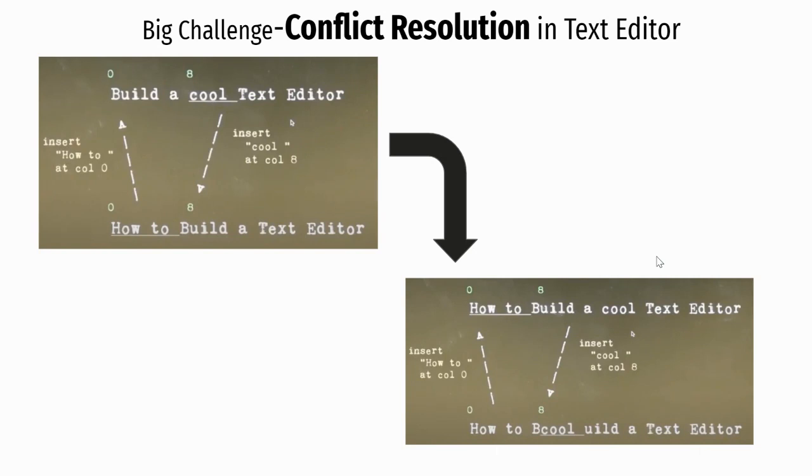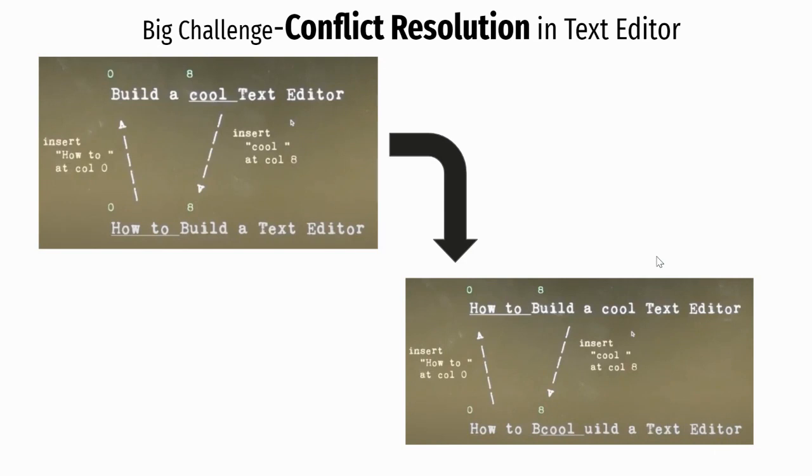So what's the biggest challenge we faced? Conflict resolution in a text editor. Well, imagine you and I type something at the same time. In such a scenario, we both will end up with a different state, and one of the two changes, either yours or mine, will be overwritten.